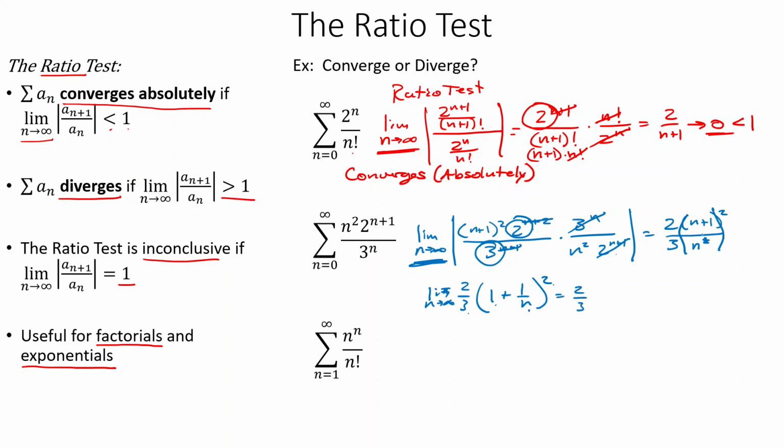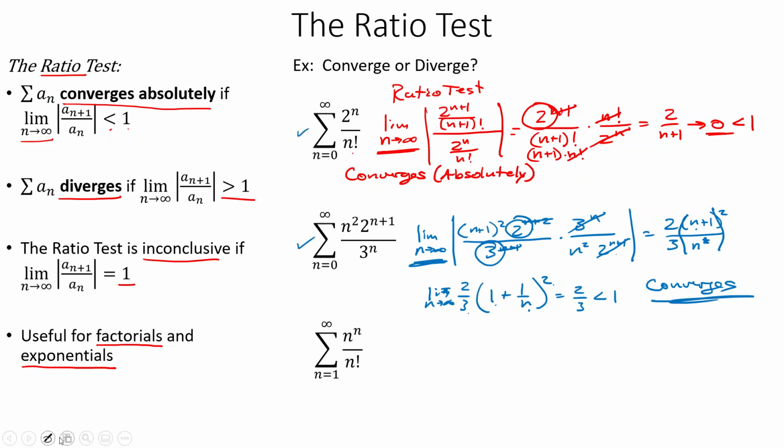You could have said here, oh, n squared on top, n squared on the bottom, it's also going to be 1 right there, but we still got the 2/3. So 2/3, which is less than 1, so that means it converges. Technically, it converges absolutely, but converges. This guy, he's good. This one, he's good.